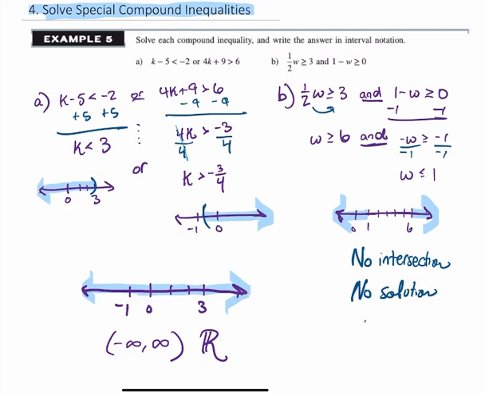And in the homework, you might use this symbol. So it means the empty set. There is no solution to this compound inequality. There's nothing we can plug in to W that will make both of these true at the same time. That's another way to look at this. So these are just some special cases. You might get everything as a solution, or you might get nothing as a solution.